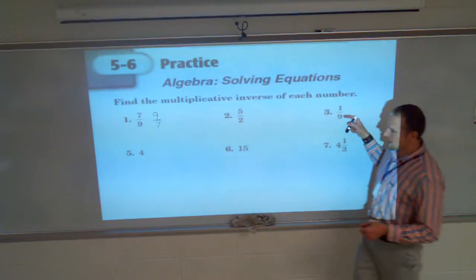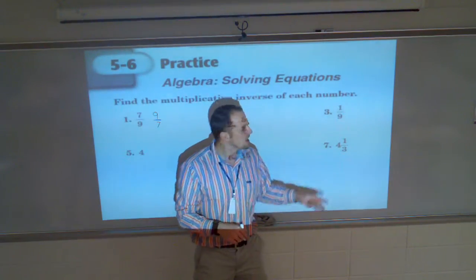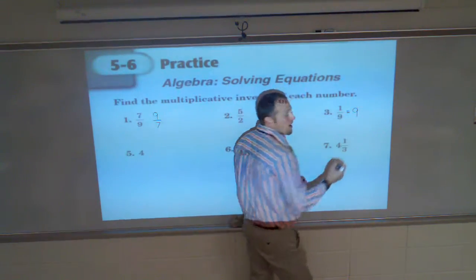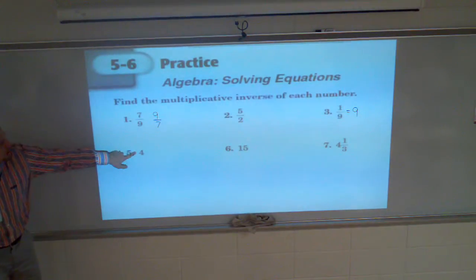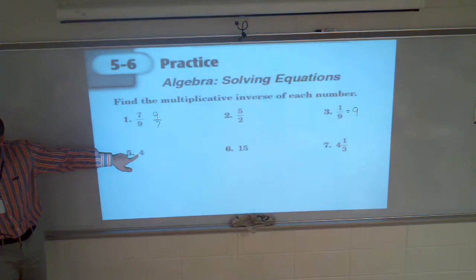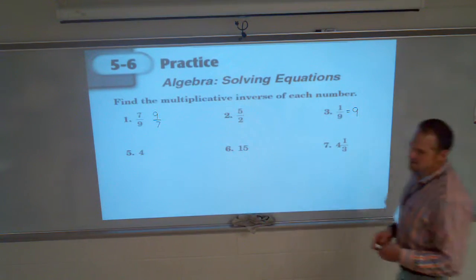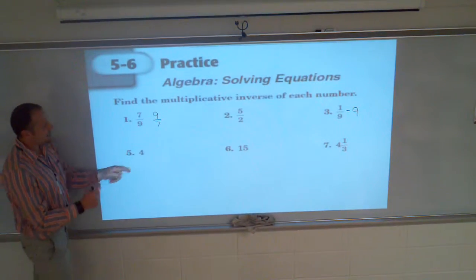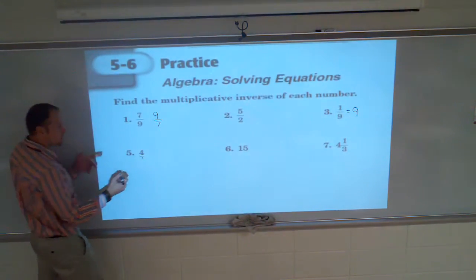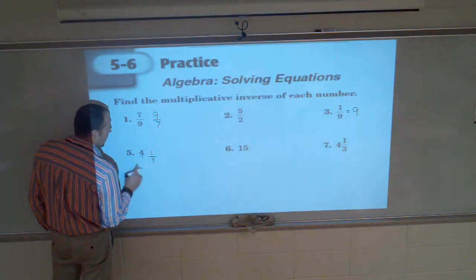Multiplicative inverse of 1/9 is 9/1, which is 9. Give me the multiplicative inverse of 4. Everybody do that. This one's a little bit tougher. You got to understand some properties. Okay. Fantastic. Everybody saw this. As a fraction, this would be 4/1. So the multiplicative inverse is 1/4.